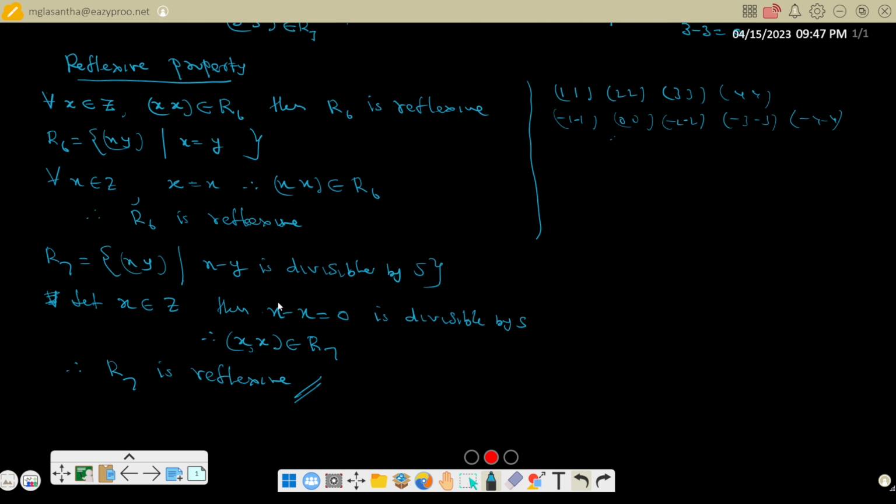So you can say (x, x) belongs to R7. But in R6, all the elements are of this type, 1 1, 2 2, 3 3. So therefore (x, x) belongs to R6, and R6 is reflexive. Okay, is it clear?